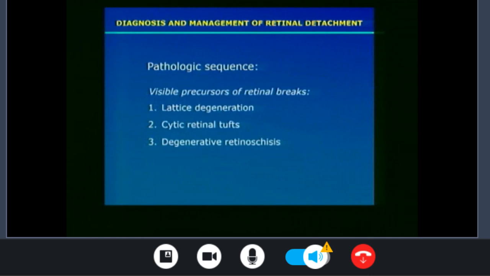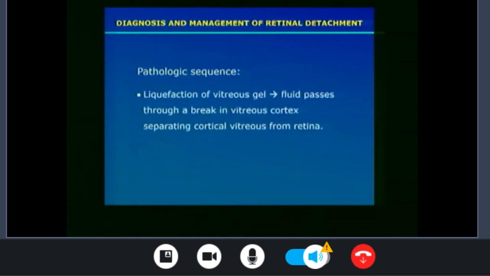Now, what are the retinal degenerations that are known to be associated with retinal breaks? Most common is lattice degeneration, less common cystic retinal tufts, least common degenerative retinoschisis.